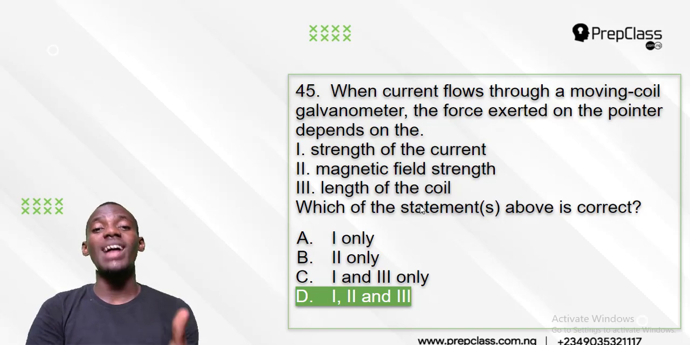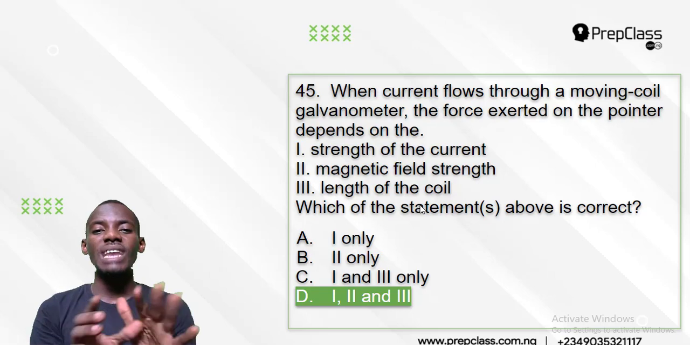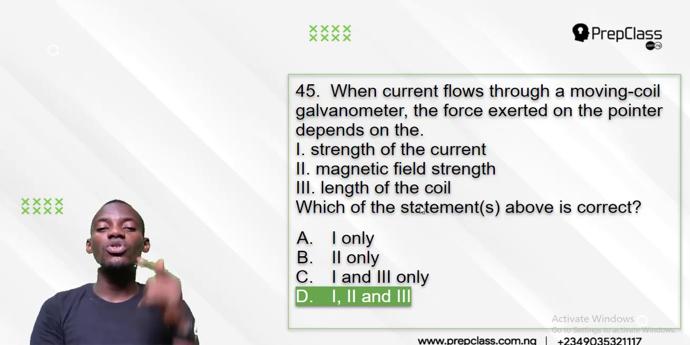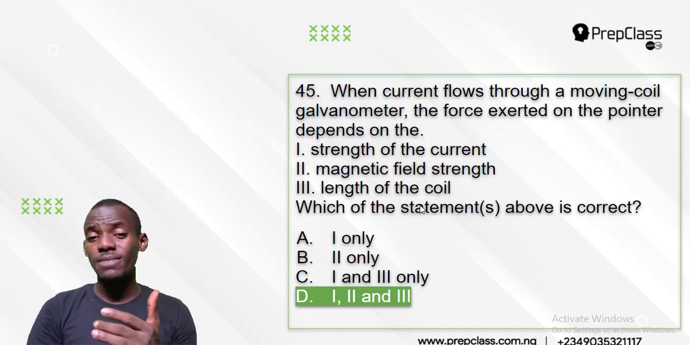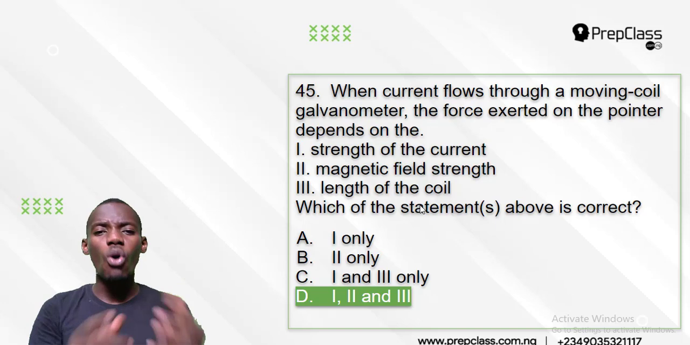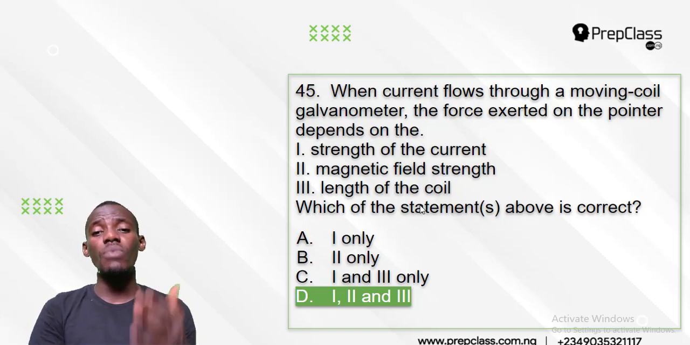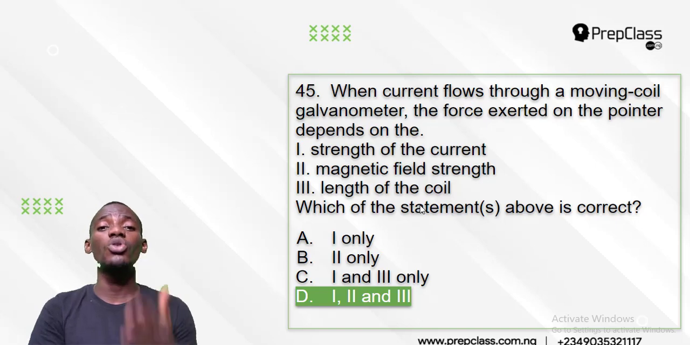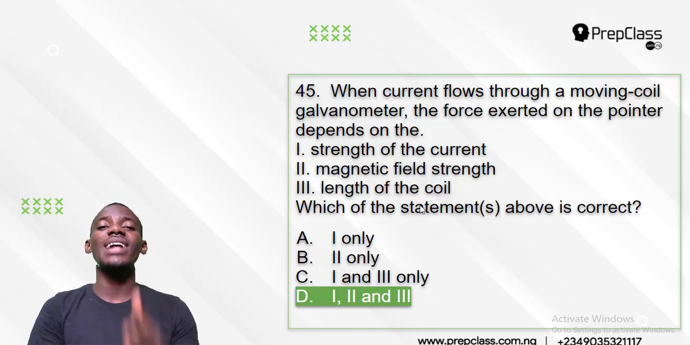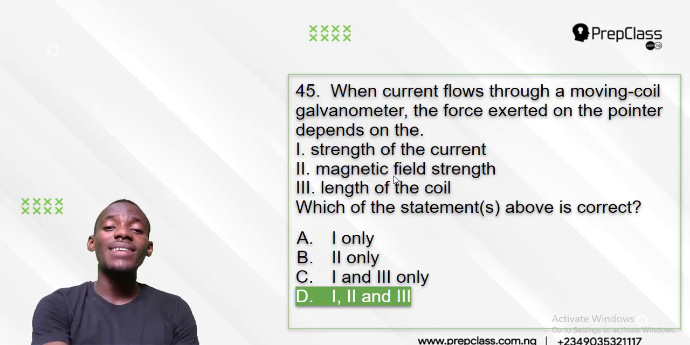The strength of the current affects it. When you are performing an experiment, you use a galvanometer, right? If you are doing an electrical experiment, you need to use a galvanometer. So you can't use it without using current, and without testing the magnetic field and the coil also. In the case of a moving coil experiment, if you are working with a coil, you will have to use all of these. These are the factors that affect how the galvanometer works. And that brings us to the answer as D.